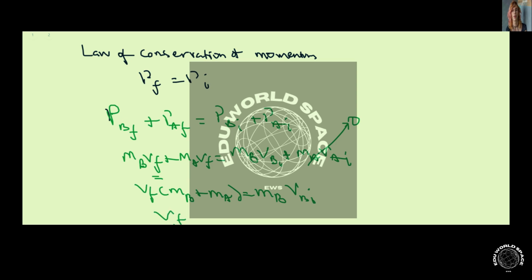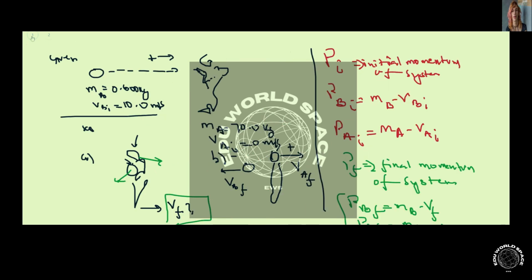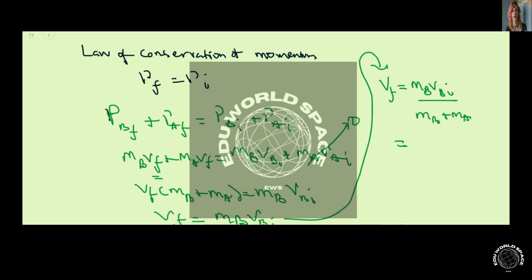Then we solve for the final velocity for both you and the ball by dividing by MB plus MA. I'm going to continue this right here, there's more space. Dividing MB VBI all over MB plus MA should give us the final velocity for you and the ball. We have 0.6 and 10, and the mass of the ball is 0.6 kilograms.